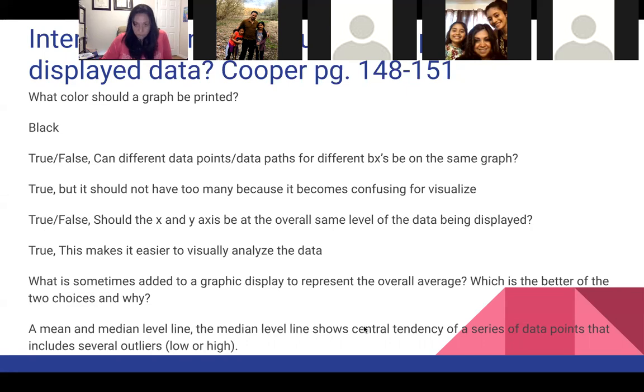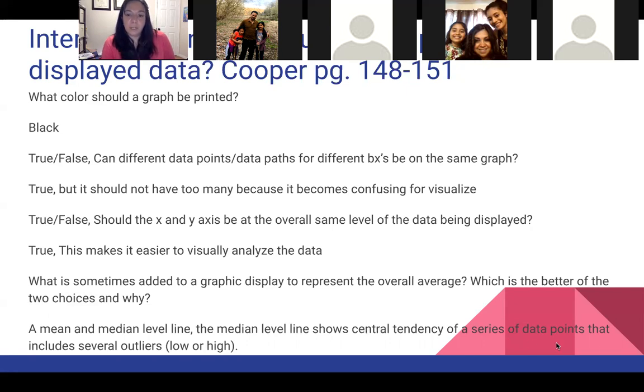This is on page 151 in Cooper. This is how you figure out a trend. You're going to use either the mean level line or the median level line, but of those two, median is always the best choice. So let's say you have a mock question that asks how do you find a trend line, and you have those two choices. You're always going to pick median level line because that's the better choice.